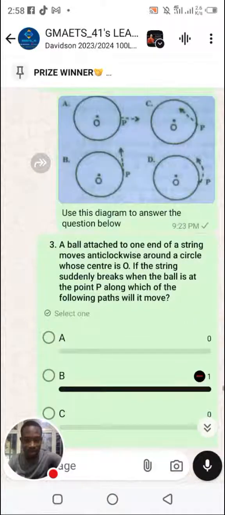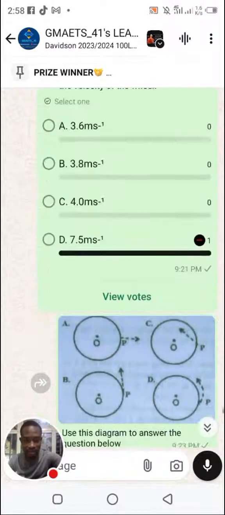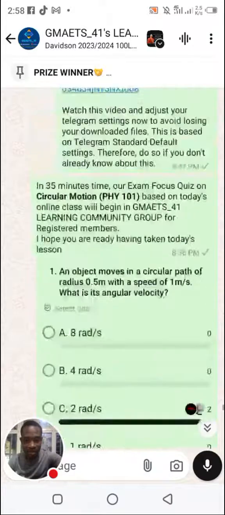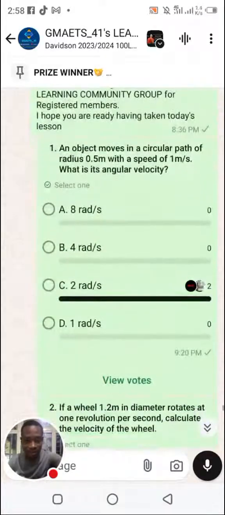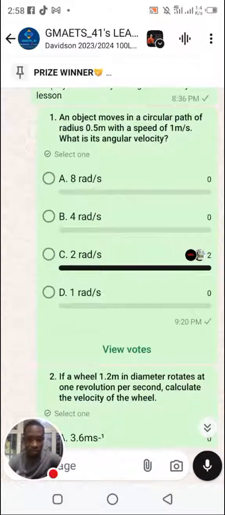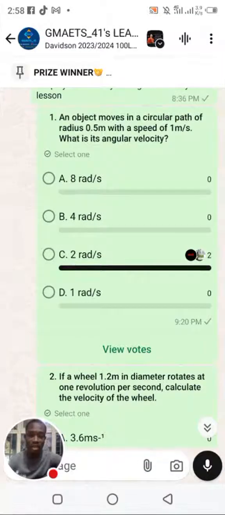You can take a look. Okay, so you can see the questions. We are students. Now this is question number 1. An object moves in a circular path of radius 5 meters with a speed of 1 meter per second. Now what is the angular velocity of the object?